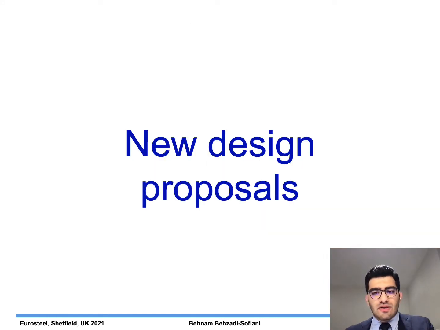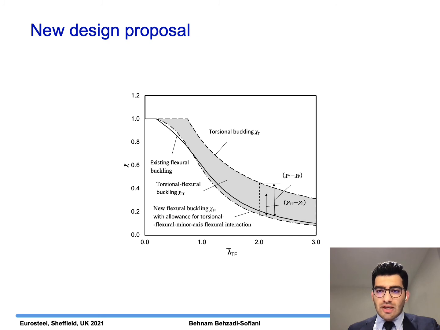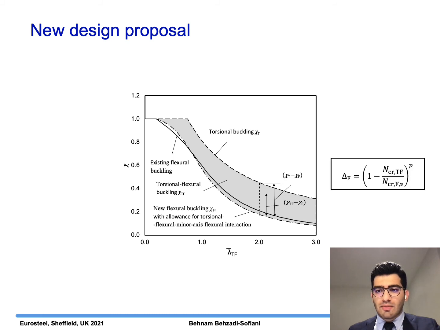In order to address the shortcomings in the Eurocode 3 design rules, new design rules are proposed. To capture the variation of the torsional-flexural buckling reduction factor with the elastic buckling load ratio, the flexural and torsional buckling curves are used as the lower and upper bounds, respectively, and a new parameter delta F is introduced, which is used to predict the torsional-flexural buckling reduction factor. In addition, a new expression is proposed for the flexural buckling curve to account for torsional-flexural minor axis flexural interaction.